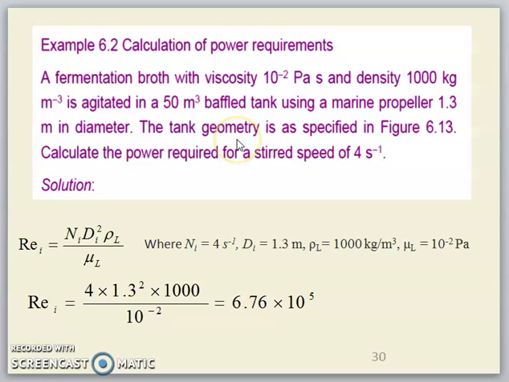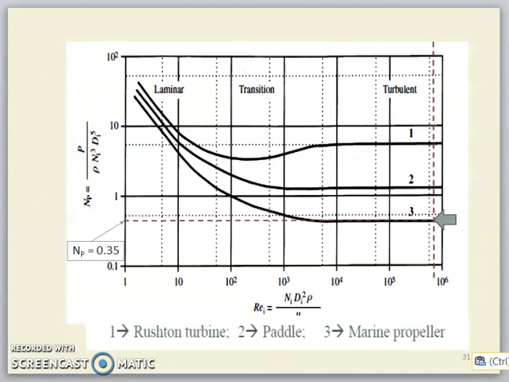The tank geometry is specified in figure 6.13, and what you need to do is to calculate the power required for a stirrer speed, or tip speed, or the agitation speed of 4 per second. First, you need to calculate the Reynolds number using the equation of Reynolds. Then, from the Reynolds number, find the power number, based on the lines for the type of propeller used.